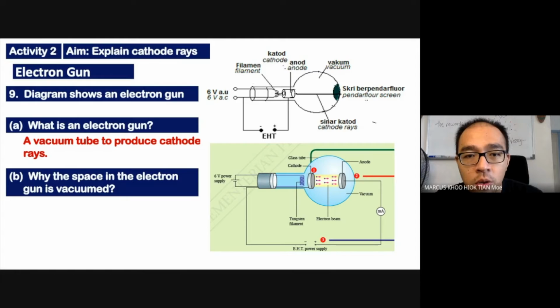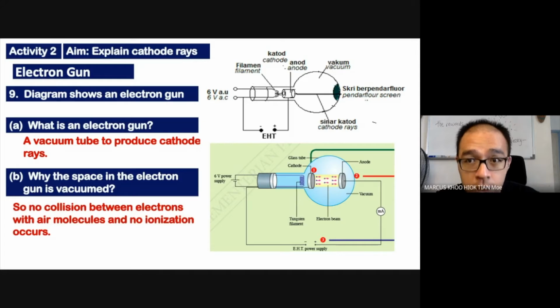This whole thing, this whole bulb-shaped thing, is an electron gun. It doesn't look like a gun, I know, but the whole space is vacuum so that there is no collision between the electrons and the air molecules. Because if there are going to be air molecules inside here, it will be difficult for the electrons to accelerate. It will always crash into the air molecules.